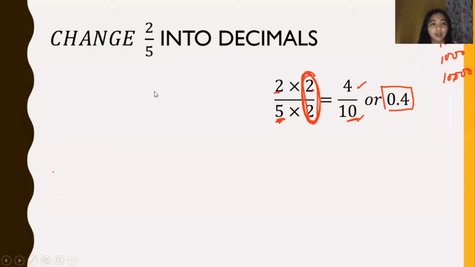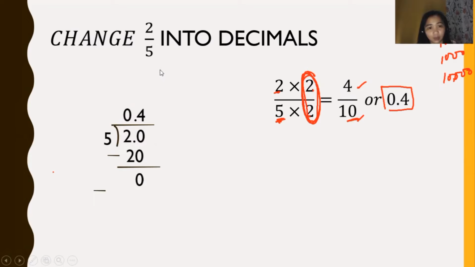So, the decimal of 2/5 is 4 tenths. Pwede rin naman tayong mag-divide. We have 2 divided by 5, that is 0. So, anong gagawin mo? You add decimal point and add 0. So, we have here now 20 divided by 5 is 4, and 5 times 4 is 20. Subtract, we have 0. So, the answer is 4 tenths.